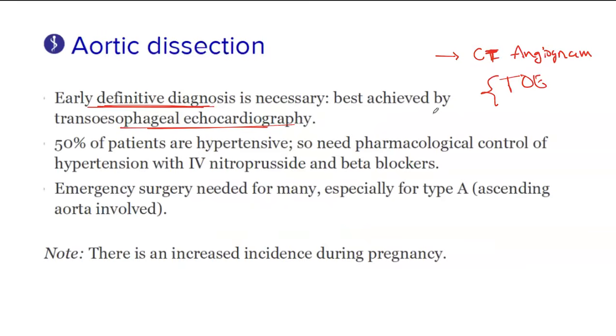For type B, our initial treatment will be treating the patient's hypertension, because most of the patients with aortic dissection will have very high blood pressure. So for type B, our first option will be to control the hypertension. Initially we will try an IV beta blocker, and the common one we use is IV labetalol. If IV labetalol does not work, or it cannot reduce the blood pressure that much, then we can add IV nitroprusside. So that's the treatment of aortic dissection.